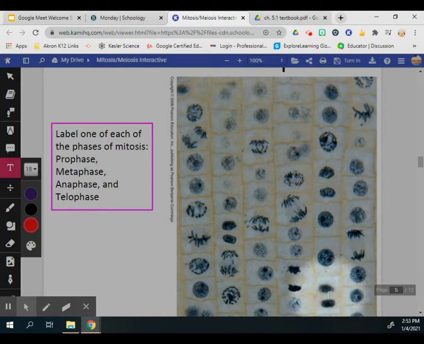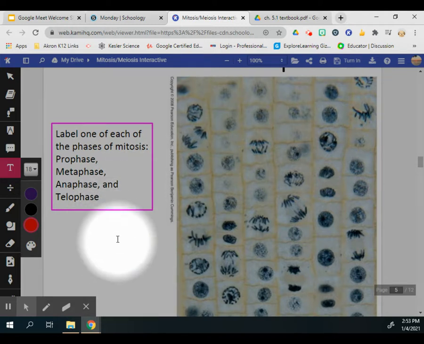This one looks like telophase again because you can see the two nuclei, but you can't see the chromosomes anymore. They're unwinding. And if we go here, these are probably interphase. Here's a really good anaphase again because they're moving away from each other. These are all interphase. And then we have another metaphase. They're lined up in the middle.